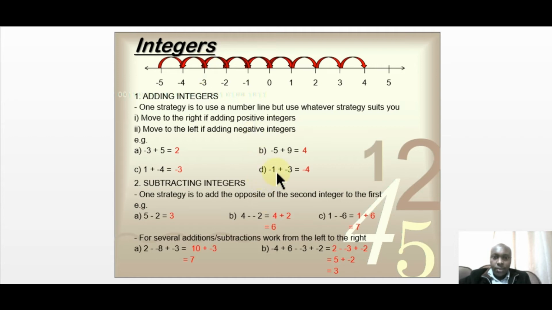The last example, negative 1 plus negative 3. We stand at negative 1. Since we are adding negative 3, that is a negative integer, we move to the left. We're going to move 3 steps to the left because we are adding negative 3. So from here, 1, 2, 3. We stop at negative 4, and negative 4 is our solution.